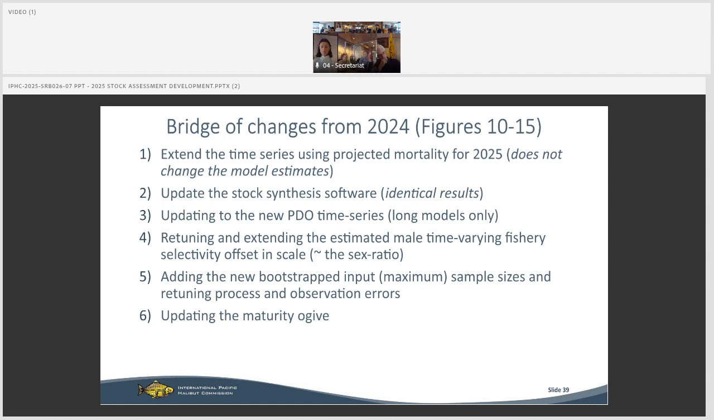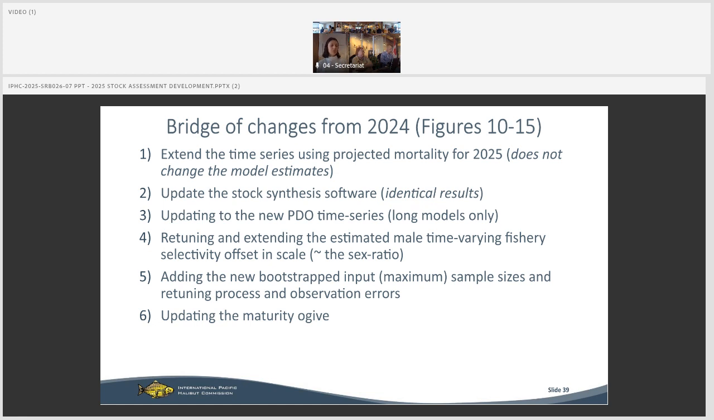So the first, extending the time series, the first year of the projection from last year's assessment is just put in whatever the commission selects as mortality limits is put in as the catch. And then at some point this year, we update the catch. And so we can actually show the sensitivity of it. Here's what you thought you were going to get. And here's what happened when we put in the actual mortality. And usually they're similar, although they're never the same. So that's a helpful step in the bridge. I won't have that part of the bridge in the figures.